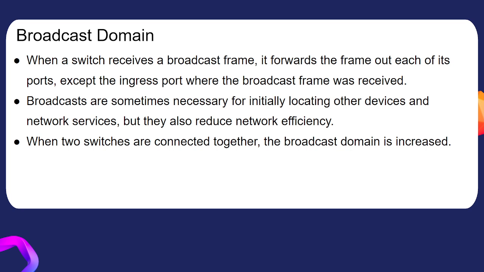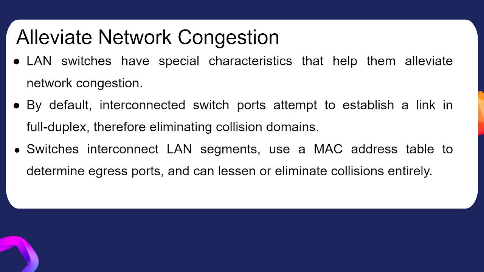Broadcasts are sometimes necessary for initially locating other devices and network services, but they also reduce network efficiency. When two switches are connected together, the broadcast domain is increased. Alleviate network congestion. LAN switches have special characteristics that help them alleviate network congestion. By default, interconnected switch ports attempt to establish a link in full duplex, therefore eliminating collision domains. Switches interconnect LAN segments, use a MAC address table to determine the egress port, and can lessen or eliminate collisions entirely.